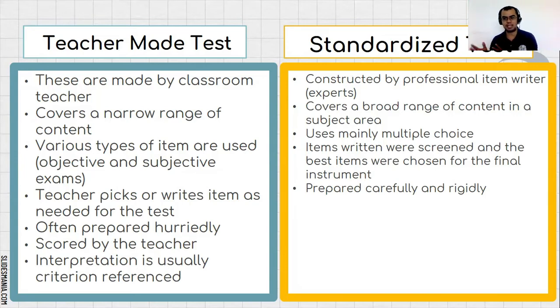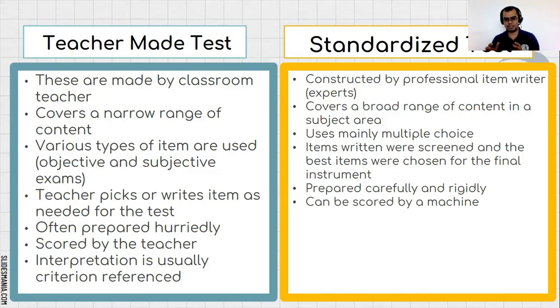But here in standardized tests, since these are a pool of experts, this will be prepared carefully and rigidly, and the items will be screened, meaning they are going to remove those very difficult questions and those very easy questions. What remains in the test are those average questions, or average level of difficulty. And it can be scored by a machine. That is why it uses multiple choice. A good example for this is the licensure examination for teachers, national achievement test.